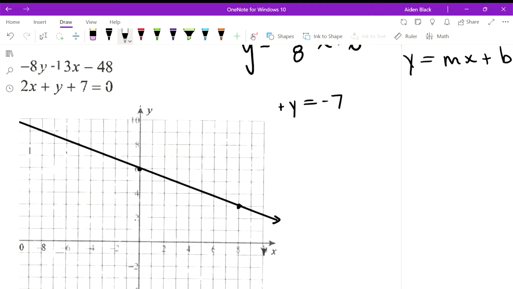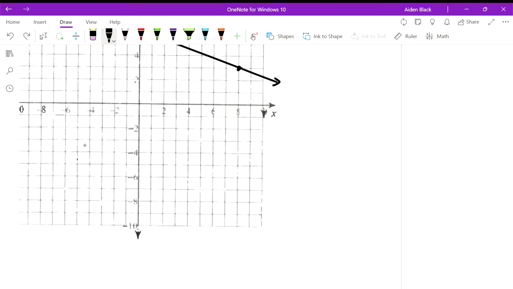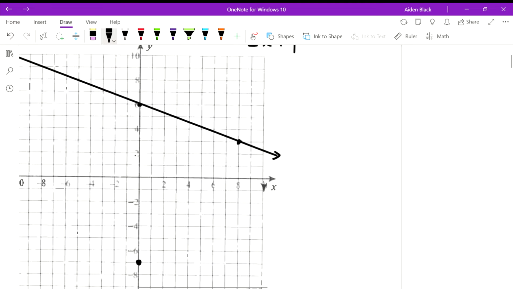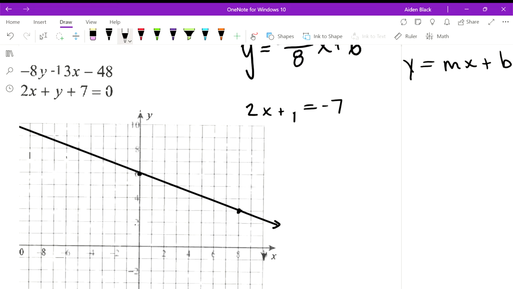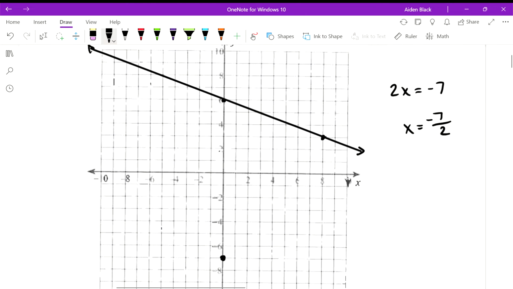What's my y-intercept? It's -7. So I'll plot that. And then I'll block out my y. My x-intercept is the x value that will make this statement true. So I'll just rewrite this. It's 2x equals -7. If I divide both sides by 2, I get x equals -7 halves, which is -3.5. So that should be right here.